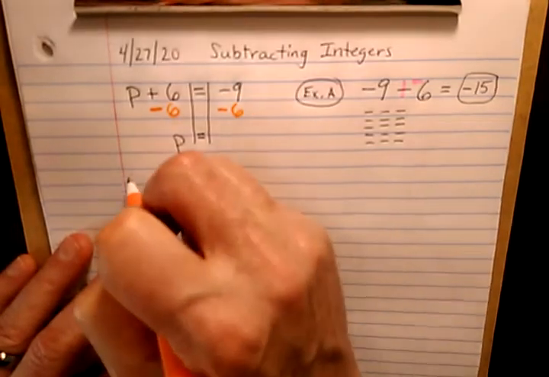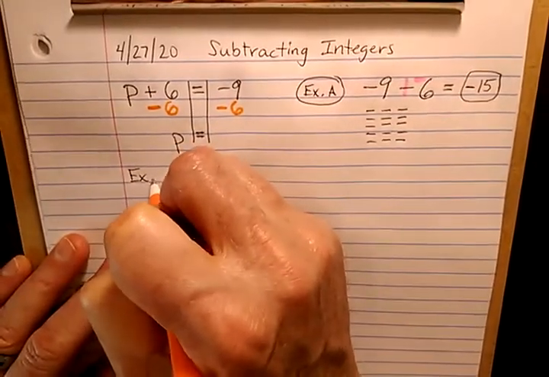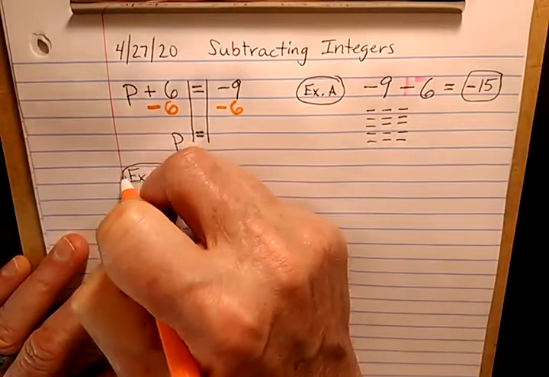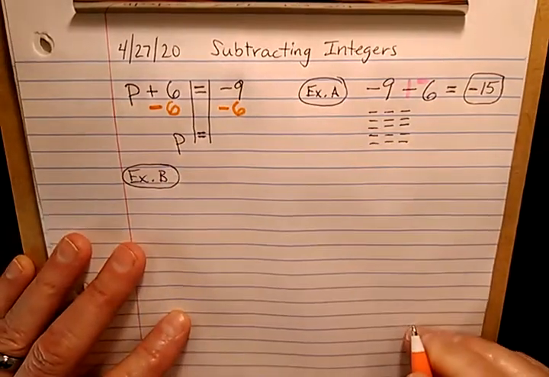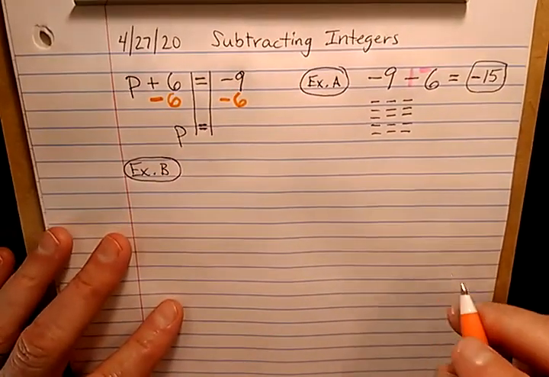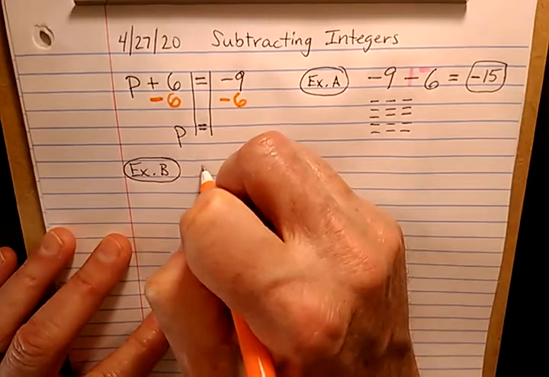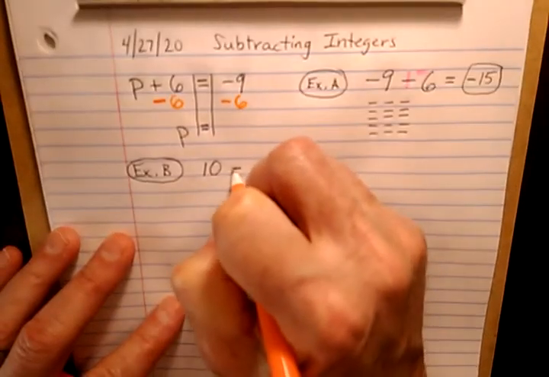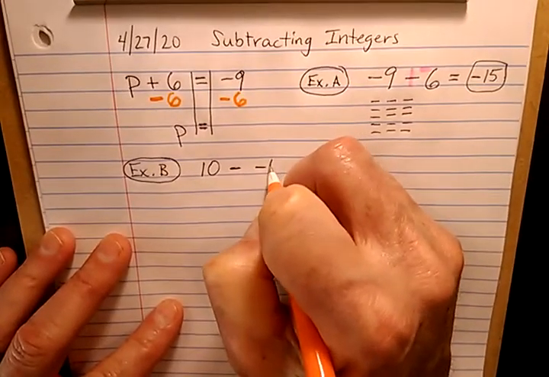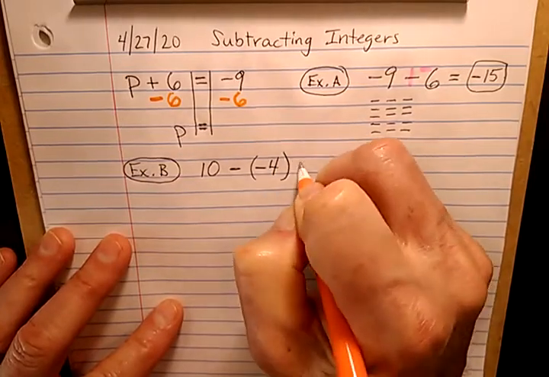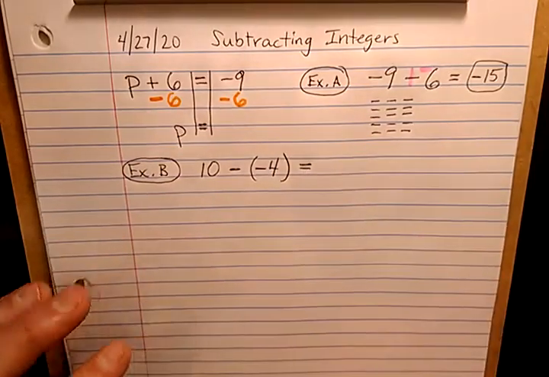Let's do another example. Example B. A different problem this time. Let's say it is 10 minus -4. Okay, 10 minus -4.